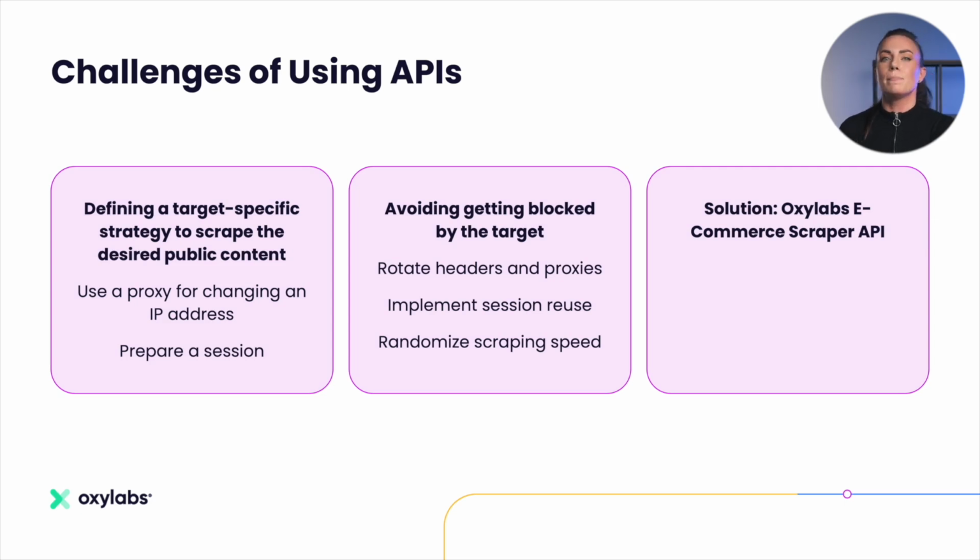Implementing these techniques manually for each target can be complex and time-consuming. Some products like Oxylabs e-commerce scraper API, for example, can help simplify this process by handling proxy rotation, session management, fingerprinting, and other challenges for you, ensuring efficient data gathering.